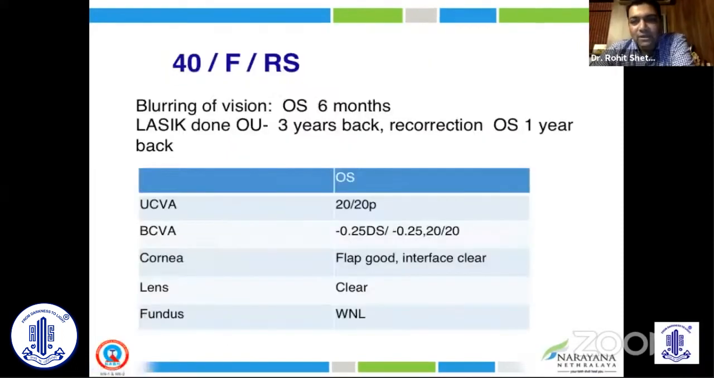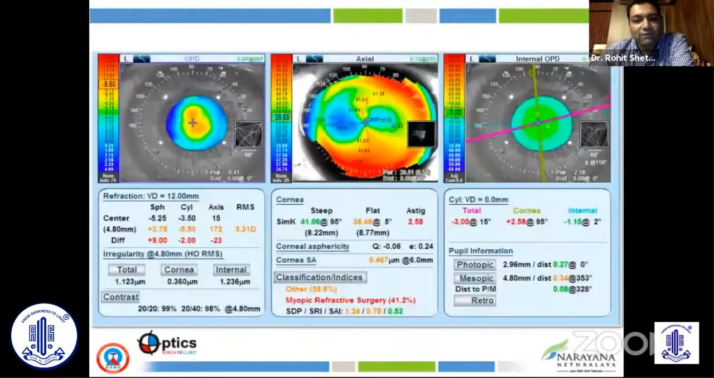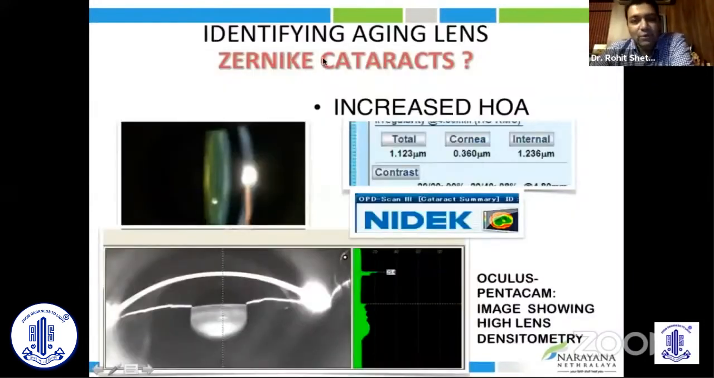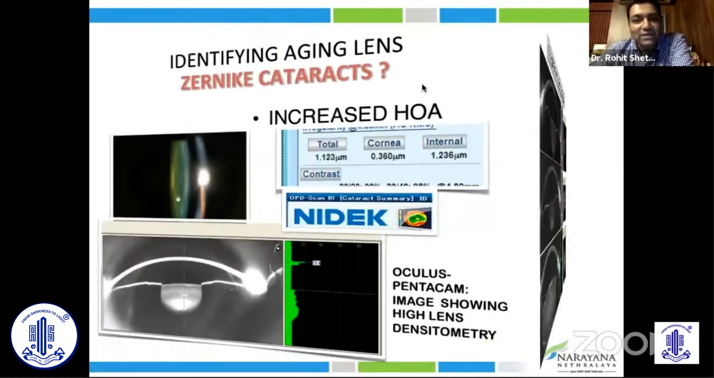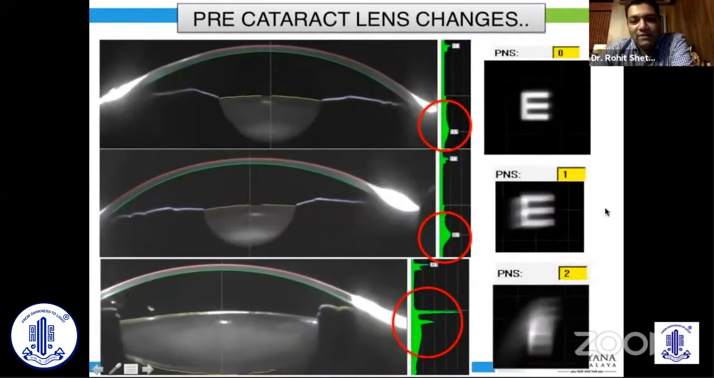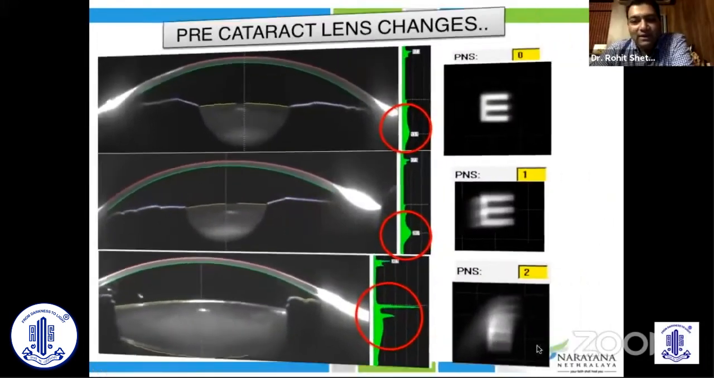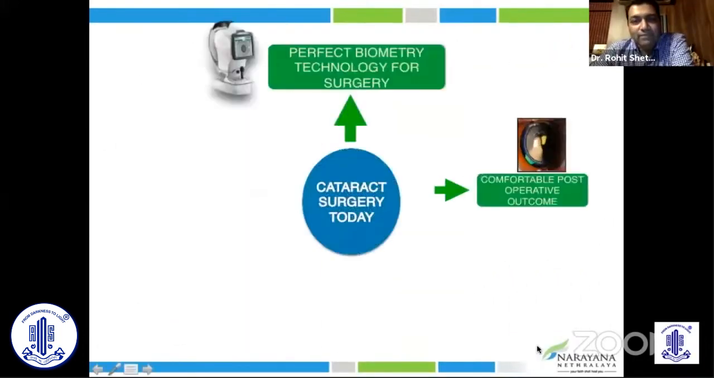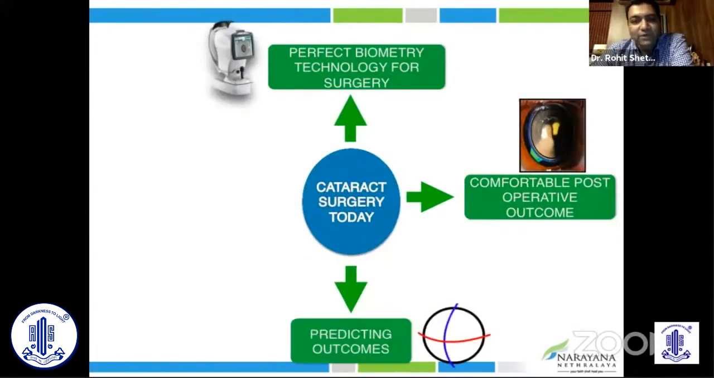This is a patient of mine who had LASIK surgery done many years back, comes back with blurring of vision. And what I see is the cornea is perfect. Internally, he has got a lot of aberrations. At that point of time, I called it a Zernike cataract. Today, it's called dysfunctional lens syndrome. And we waited. I can see that actually over time, she developed a cataract, and we planned a cataract surgery for her, and perfectly all right.